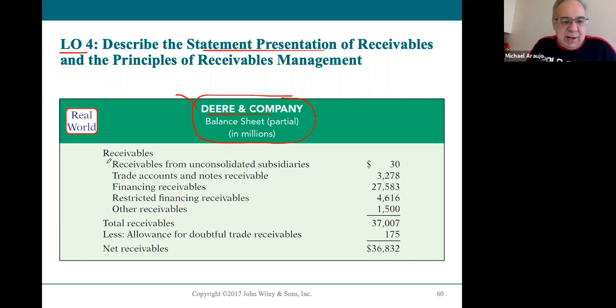So as you see here, Deere has listed quite a lot of receivables. I would say that that's a lot of dough for Deere. You'll also see they subtracted out their allowance. But even after subtracting out their allowance, their net value is still quite a few bucks.